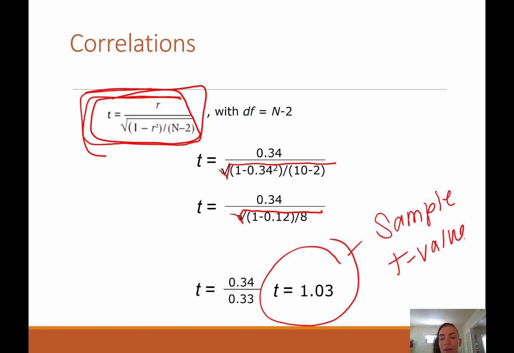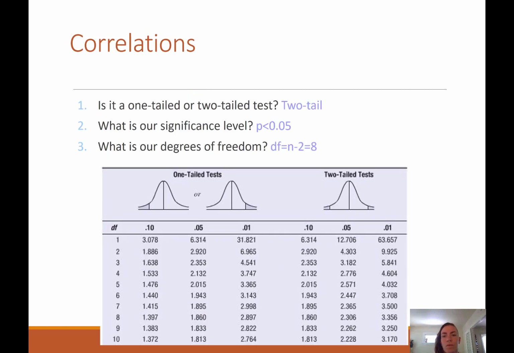So this is my sample t-value, and I want to compare this to a critical cutoff score that I can find in my t-table with degrees of freedom n minus 2. So I'm doing a two-tailed test. For now, with correlations, just always assume you're doing a two-tailed test. And the researcher can determine what significance level they want to use. Let's use 0.05. And degrees of freedom is predetermined. That's n minus 2, or in our case, 8. So I'm using 0.05, degrees of freedom 8.